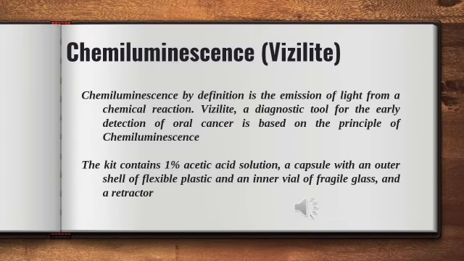Moving on with advances. Chemiluminescence, by definition, is the emission of light from a chemical reaction. DISALIGHT, a diagnostic tool for the early detection of oral cancer, is based on the principle of chemiluminescence. The kit contains 1% acetic acid solution, a capsule with an outer shell of flexible plastic and an inner vial of fragile glass, and a retractor.